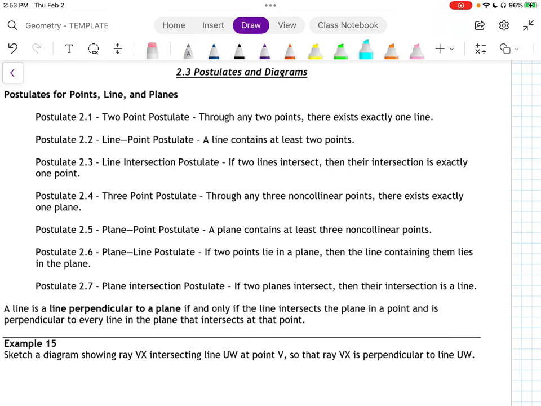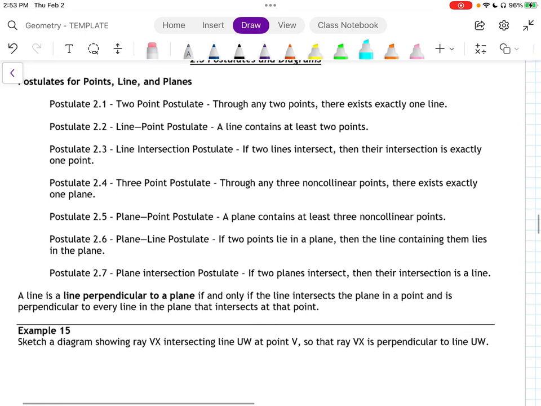That's what that's saying. Lastly, the plane intersection postulate. If 2 planes intersect, then their intersection is a line. So we think about our ceiling and we think about one of our walls. They cross and they make a line, right? That crease in the corner of our room, that's our line.